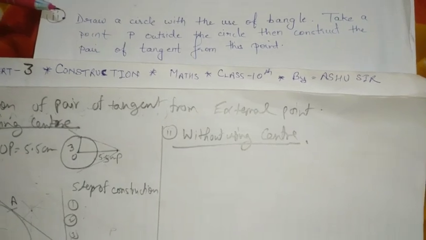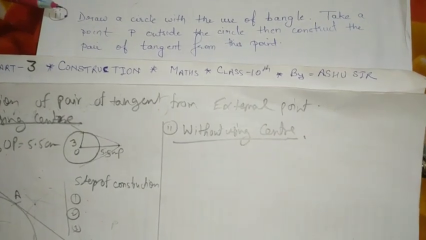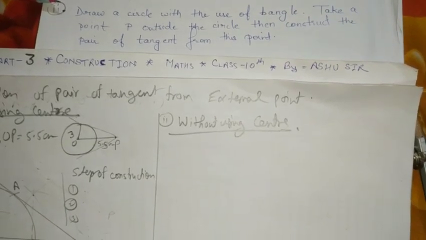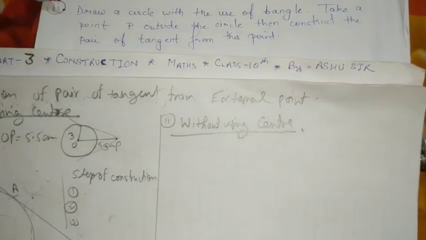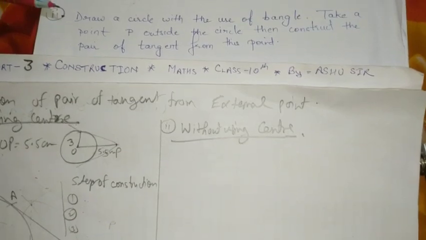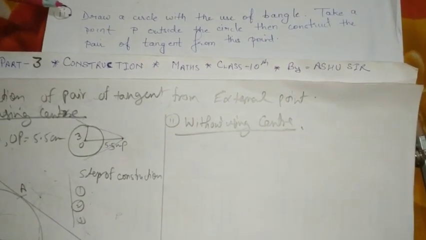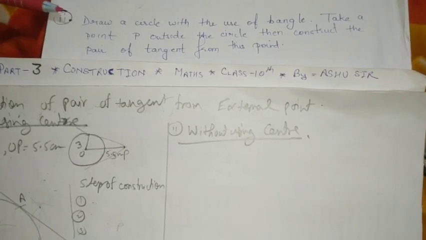Many times they directly say draw a circle of radius 2.5 centimeter, then construct the pair of tangents without using center. If you do not have the bangle, you can draw a circle with the use of a compass, but don't mark the center.